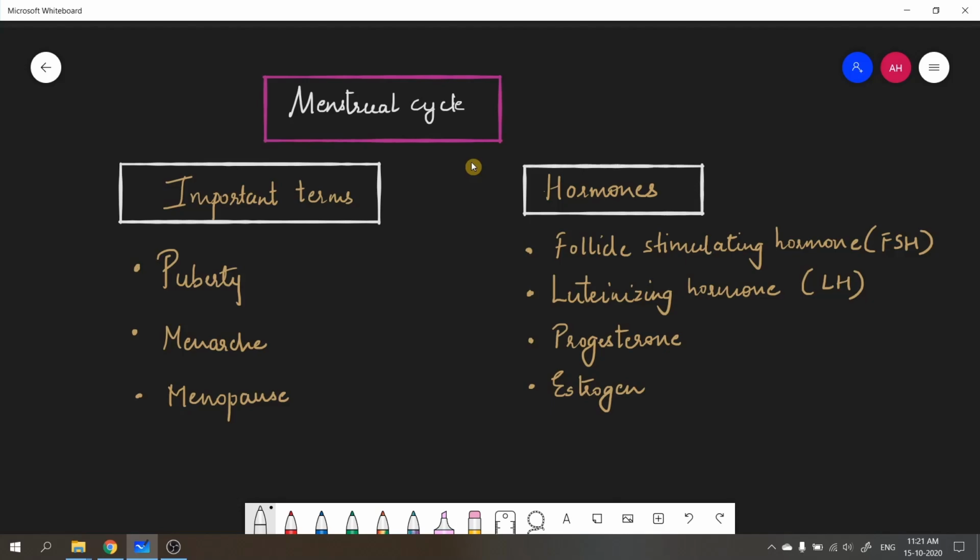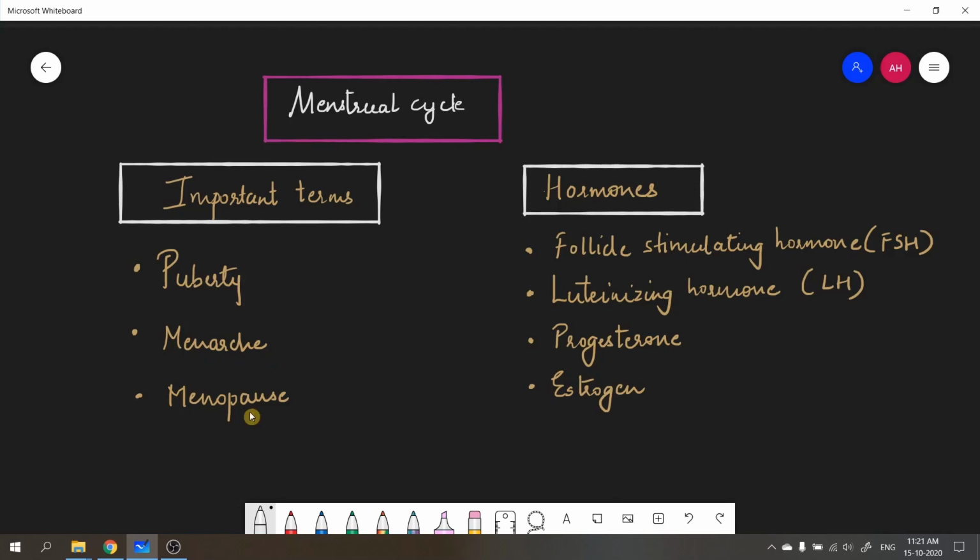Now, before we go into details of this cycle, let us understand few important terms that are relevant to the cycle. So first one is puberty. As we all know, puberty is the time or the age during which the reproductive organs start to mature. So at the time of puberty, menstrual cycle begins in females and the age when it starts is around 10 to 13 years. So there are two other important terms relevant to menstrual cycle.